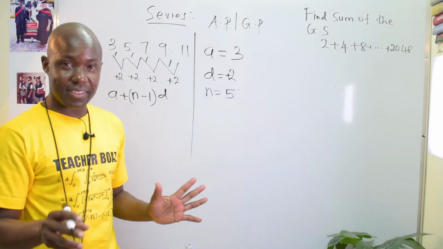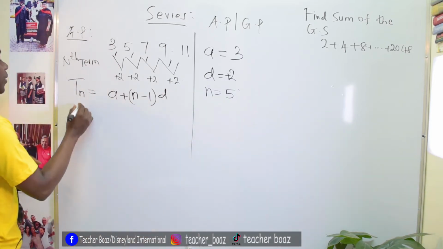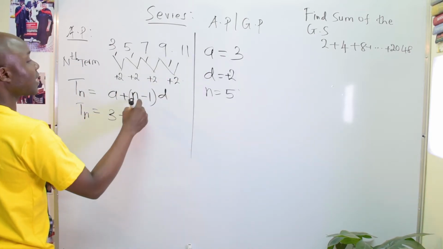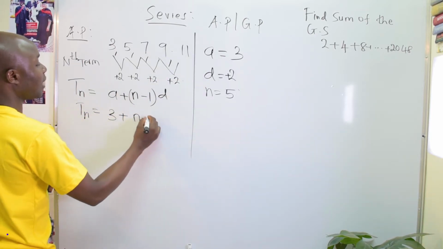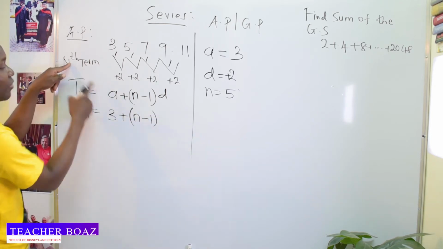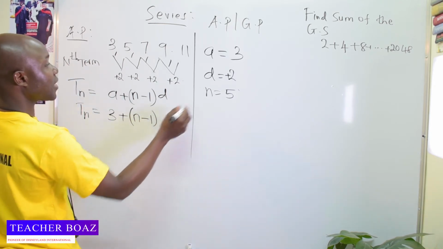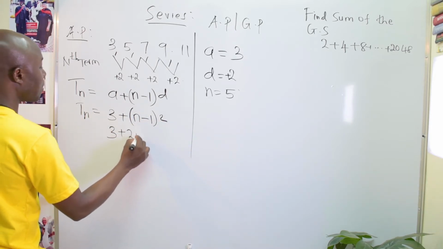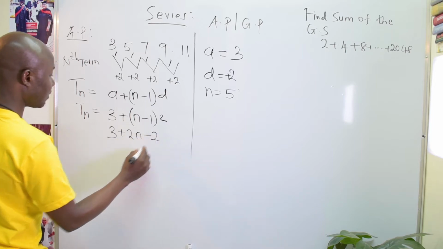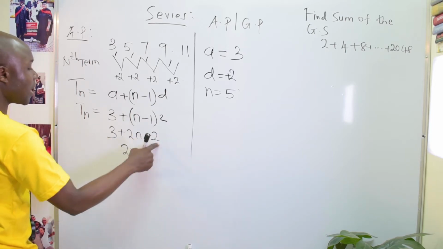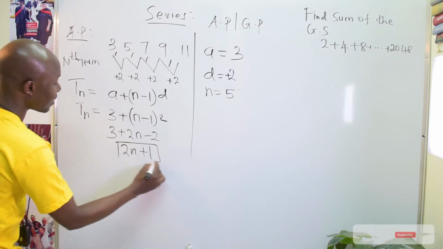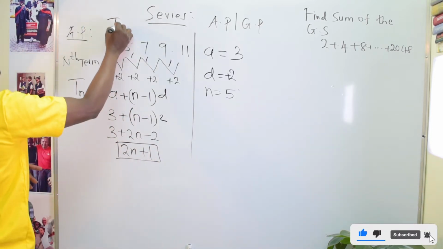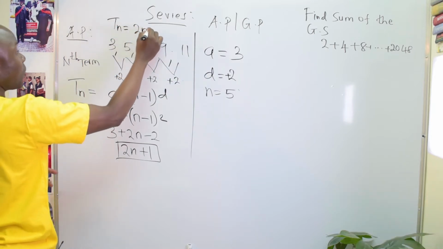Now let's develop this model here. If you want to get the nth term, it should be A, and my A is 3, plus N minus 1, leaving N since it is the nth we are looking for, times the common difference 2. Now here we get 3, 2 times N is plus 2N, 2 times 1 is minus 2. So this is 2N, and 3 minus 2 is plus 1. So in this particular series, our nth term Tn is 2n plus 1.